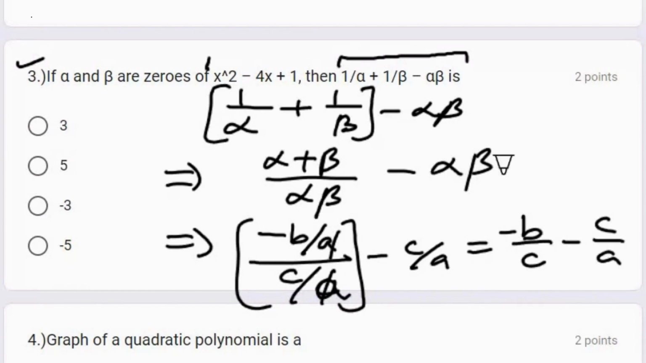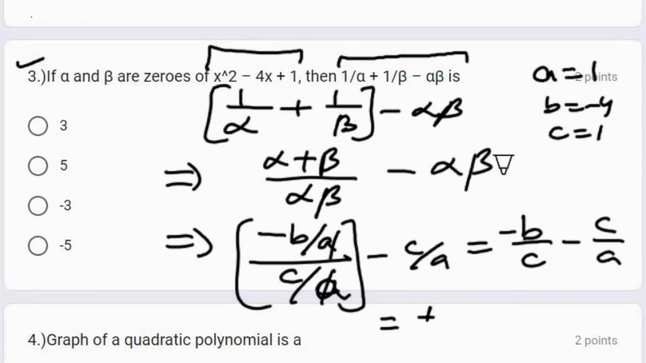Now from the given equation, we have to just pick up a, b, c. You see a is 1, b is -4 and c is 1. And we just plot those values here. We get negative of -4, means plus 4 by c. c is 1, minus 1 upon 1. 4 minus 1, 4 minus 1 is a 3. So the first option.